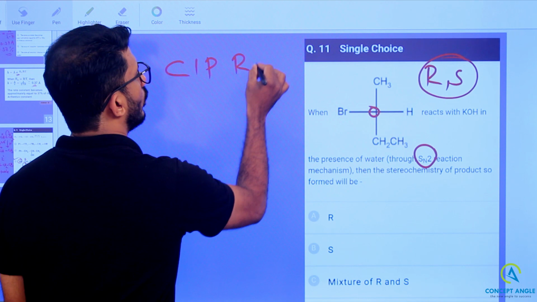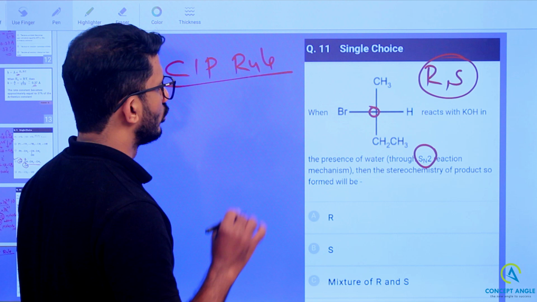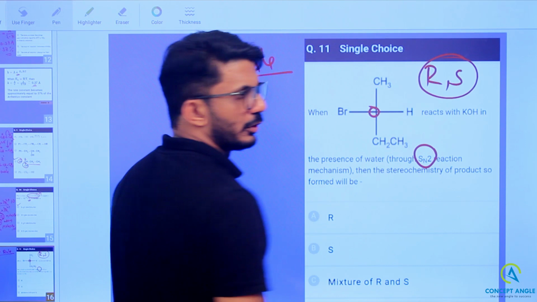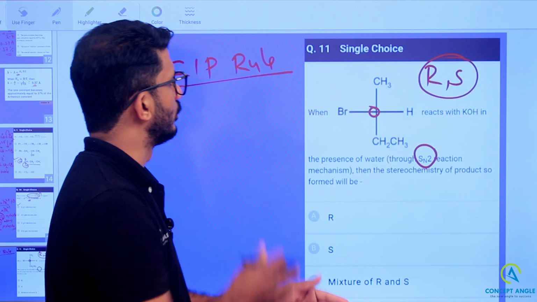There is a priority order. In that, the first condition is that the least priority group should be in the other plane, that should be behind the molecule. Here this is in the horizontal position, so that should be behind the molecule.